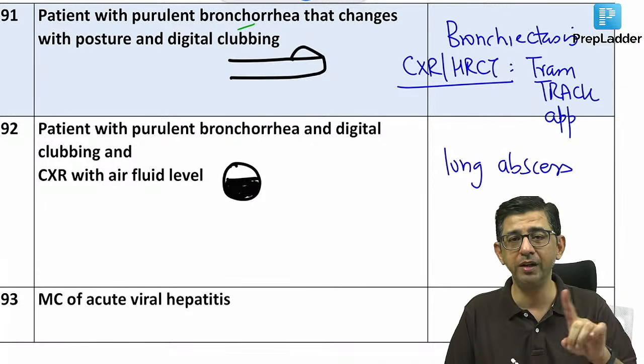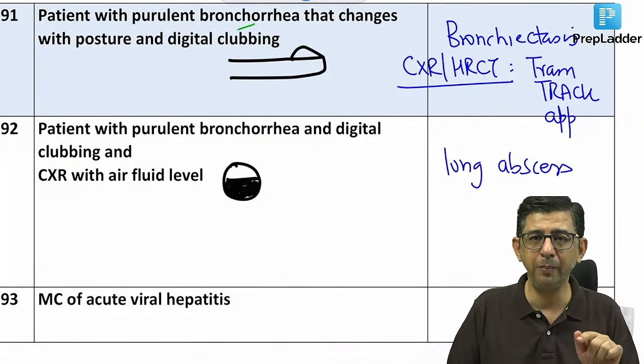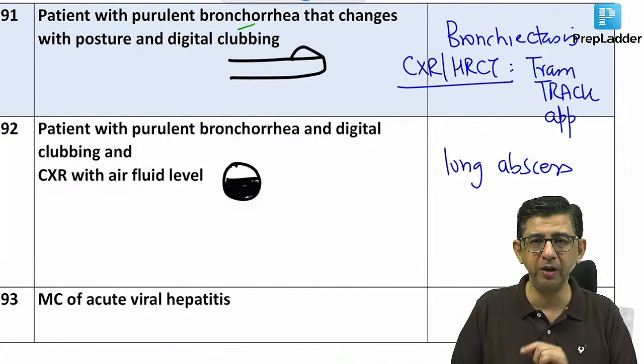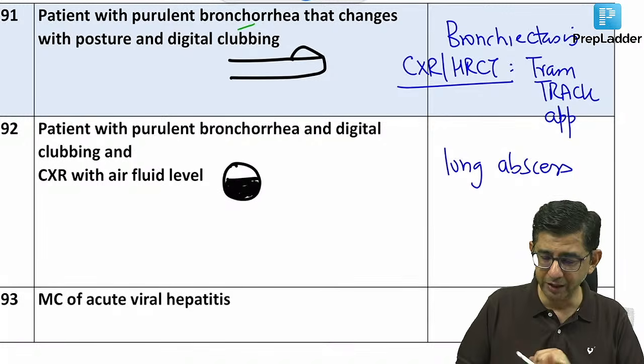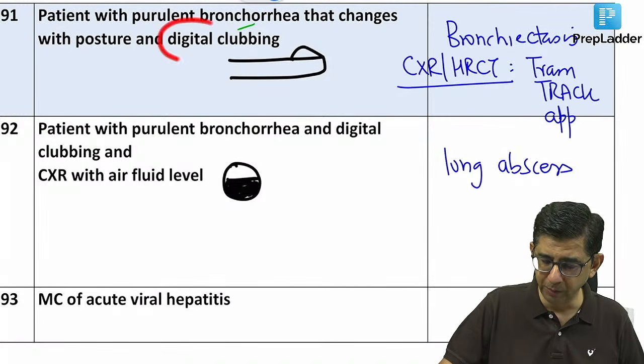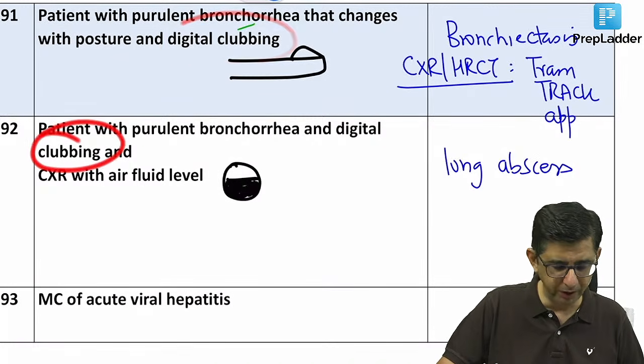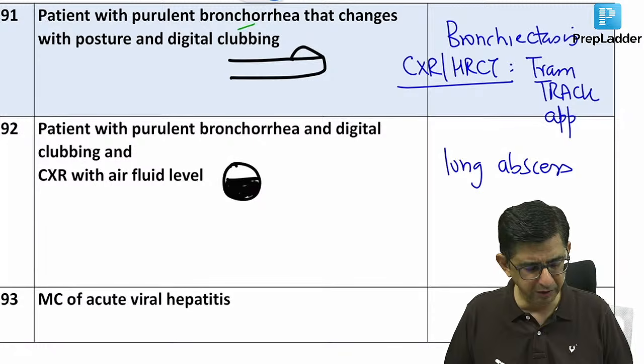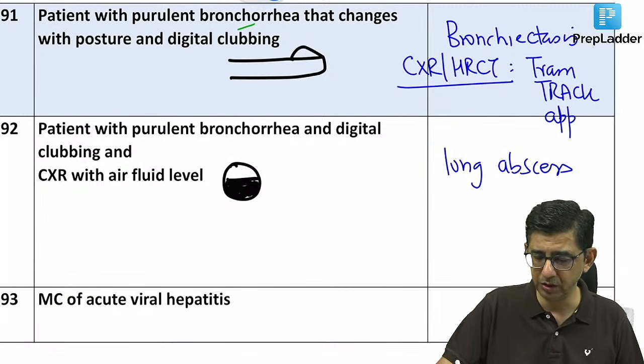Yeah, clubbing we don't get in COPD, guys. We don't get clubbing in COPD. So bronchorrhea would be present in chronic bronchitis also, but digital clubbing is not present in chronic bronchitis. That's the main point that would be used for differentiation. Yeah, clindamycin would be used in this case for lung abscess.